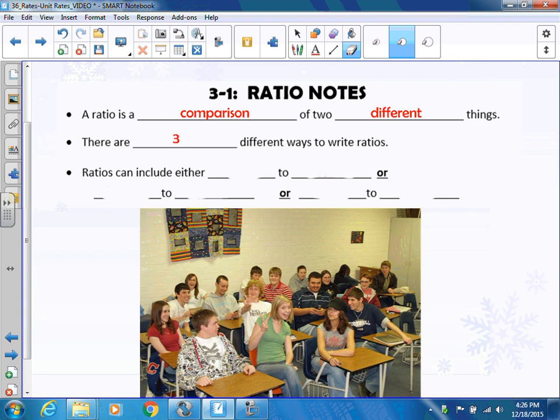So we're comparing those things and putting them together. There are actually 3 different ways that you can write ratios, and there's different comparisons that we can do. So if you think about different comparisons, you can compare the part to the whole, or the part to the part. I'll give you a second to write that all down.